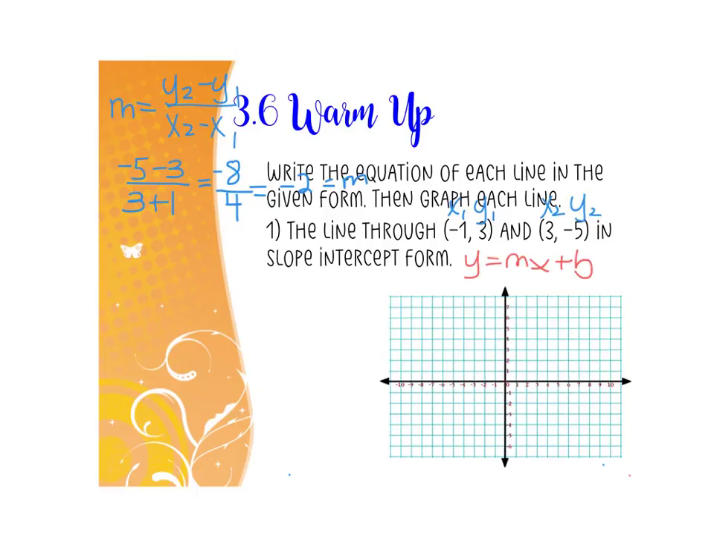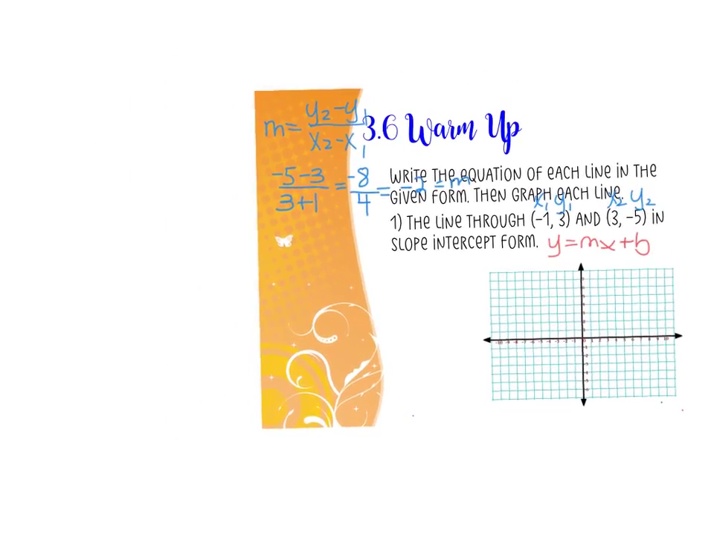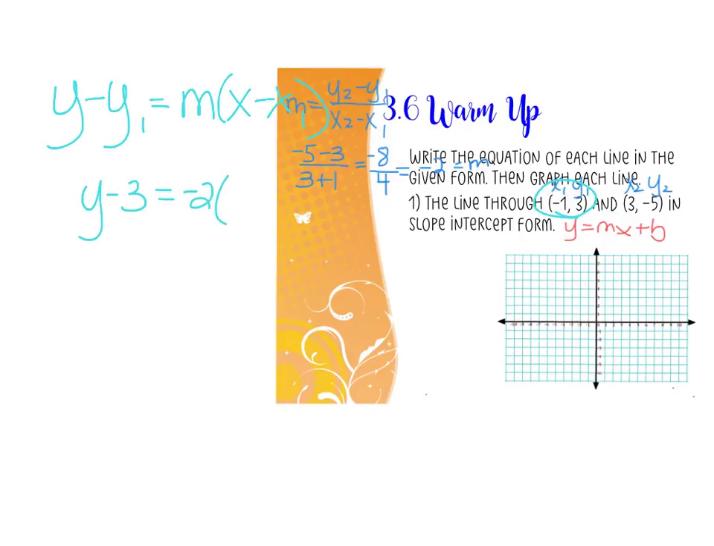How many of you did it that way? Okay, the second way is point slope, which is probably what I would recommend. You have a point and slope, so it's easier to plug it into that one and then just solve for y at the end. So if I do that, y minus y1 equals m times x minus x1. The y stays the y. The y1, so I'm going to grab this point, minus 3 equals the m, which we just found was negative 2. x stays as x, and the x1 was that negative 1, minus negative 1 becomes plus 1.